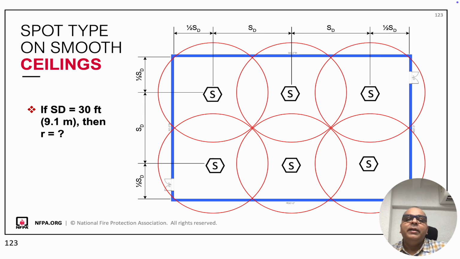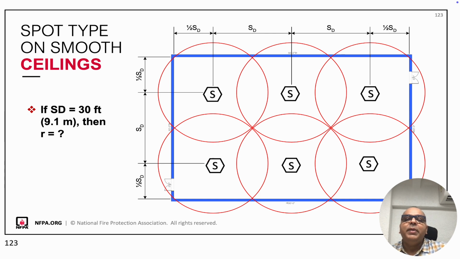For a square grid, a diagonal between detectors covers the longest gap. Diagonal between 4 detectors equals S_D times root 2. Using this formula, we get the final answer, which is the effective coverage radius R is 21 feet, that is 6.4 meters. This ensures that the spacing does not leave any gaps that smoke might avoid.